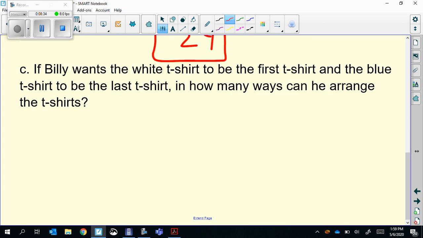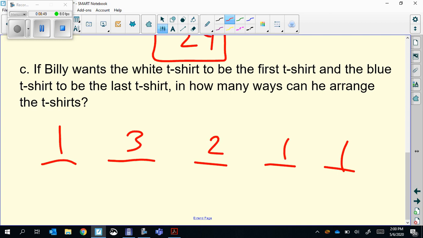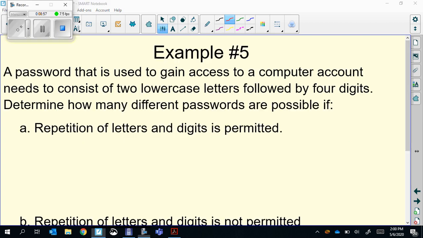If he wants the white t-shirt to be first and the blue to be last, how many ways can he arrange? So again, we've got the 5 spots. We're locking in white there and blue there, which means there's 3 shirts left. So you have 3 options, 2 options, and then 1 option. Now there's only 3 times 2 is 6. Only 6 ways to arrange the rest.